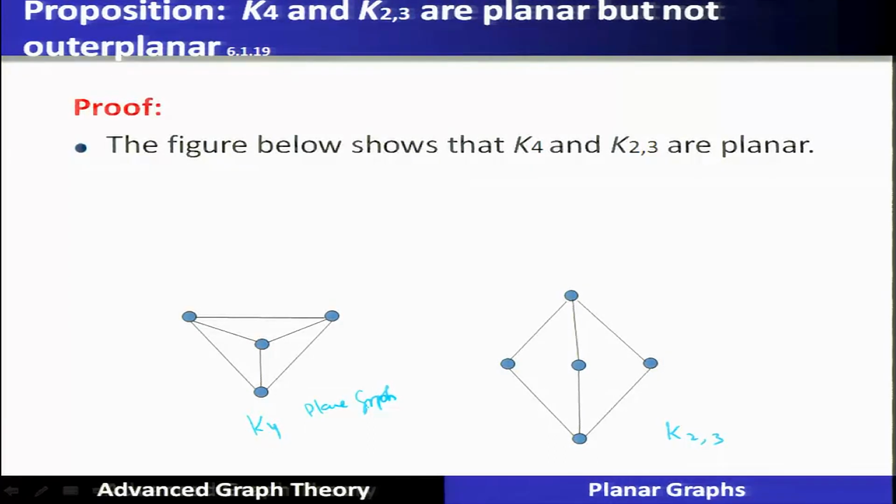Let us see whether it is outerplanar or not. We cannot obtain an outerplanar embedding of this particular graph. Why? Because this particular vertex is inside, it cannot cross outside. If it crosses outside, then these edges will cross, and it will not be planar. So there is no outerplanar embedding of this particular planar graph, hence it is not outerplanar.